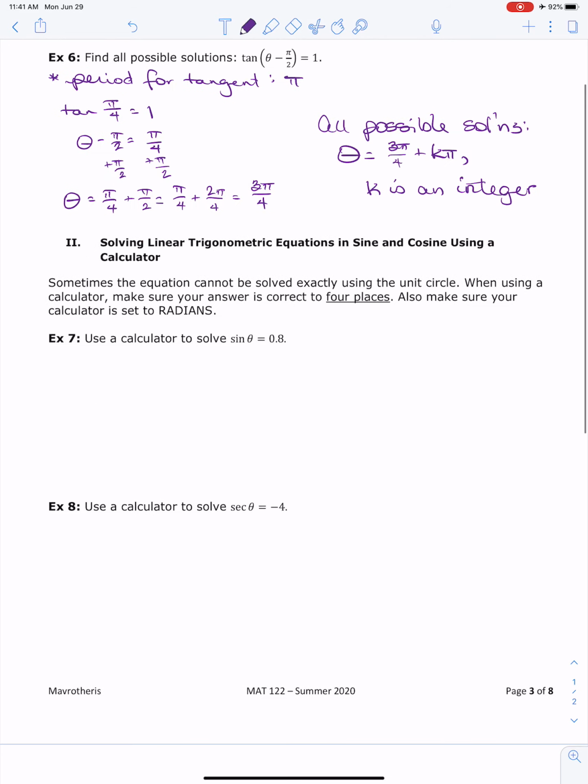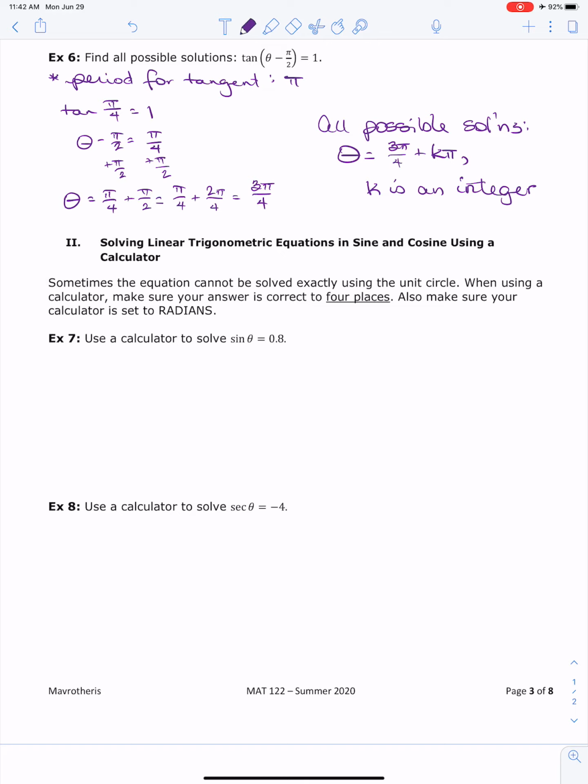Okay. Now we're moving on to something a little different. We want to solve these trig equations in sine and cosine when we have to use a calculator. So exercise 7 and 8 are a review, a reminder. First thing you want to do is make sure that your calculator is set to radians. The one thing that I noticed in the first exam was rounding was a little off. So we're going to make sure we're not truncating. We're not just cutting after 4 places. We're going to round appropriately.